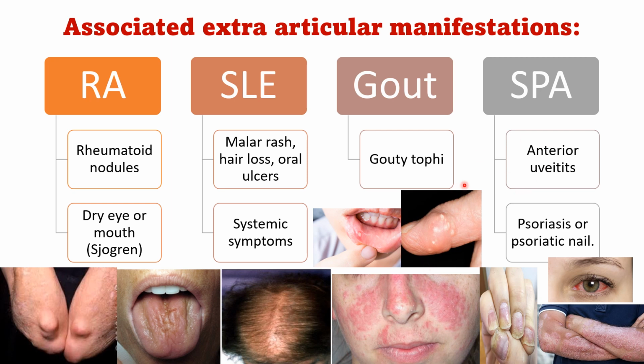In gout, if an acute attack of gouty arthritis occurs on top of chronic gout, I may find gouty tophi. Gouty tophi are the deposition of monosodium urate crystals in the subcutaneous tissue. In spondyloarthropathy, I may find anterior uveitis, which is one of the extra-articular features of spondyloarthropathy. Also, the presence of skin psoriasis and psoriatic nail changes suggests that this patient has psoriatic arthritis.